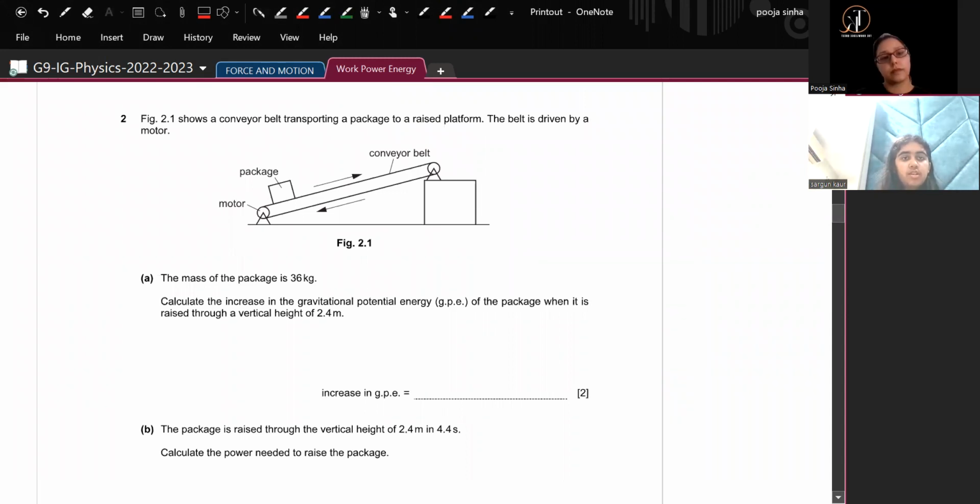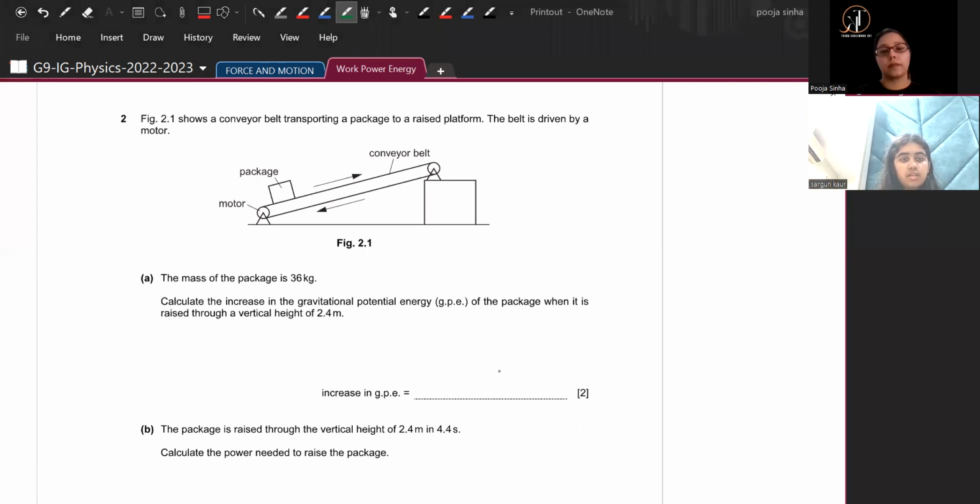Figure 2.1 shows a conveyor belt transporting a package to a raised platform. The belt is driven by a motor. The mass of the package is 36 kgs. Calculate the increase in the gravitational potential energy of the package when it's raised through a vertical height of 2.4 meters.